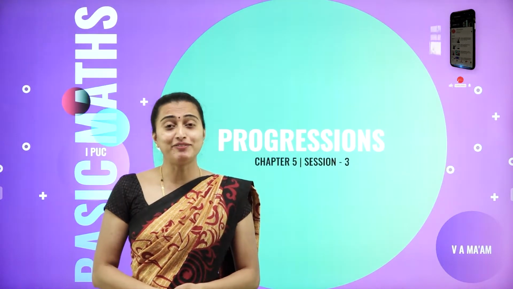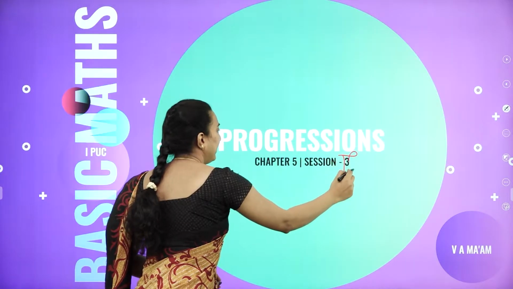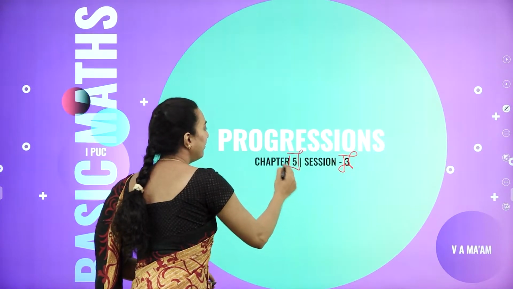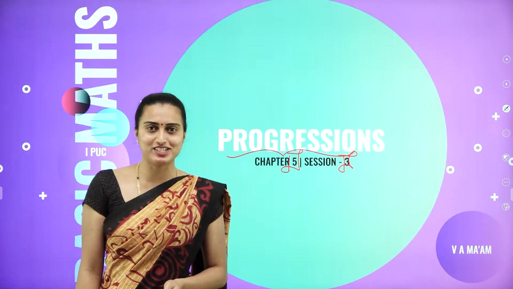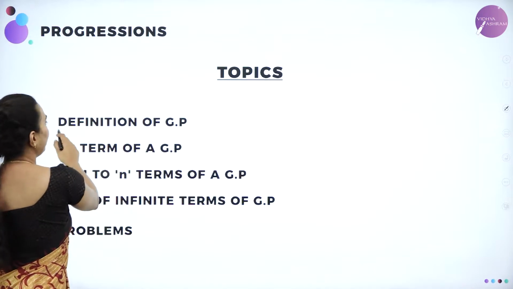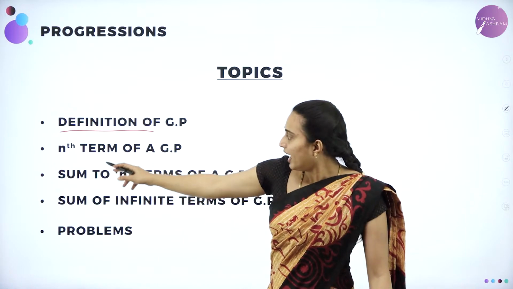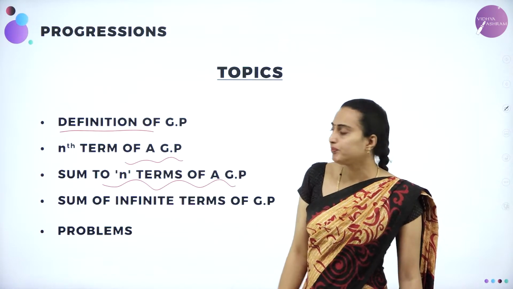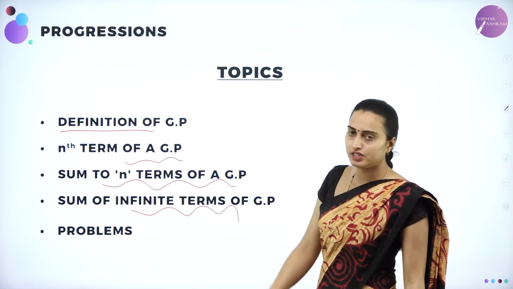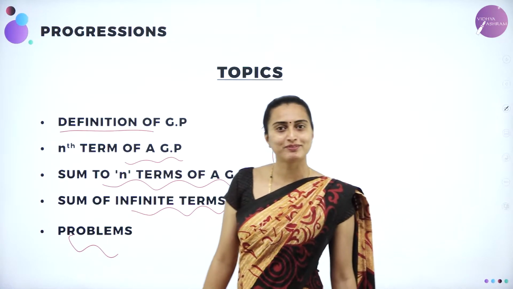In the last session, we have learnt how to solve the problems on AP. So in this session, which is session number 3, and here chapter number 5, you are going to have progressions. What are the topics under this session we are going to study, dears? It is nothing but definition of a GP. GP means geometric progression, and then nth term of a GP, and then sum to n terms of a GP, sum to infinite terms of a GP, and problems based on all these formulae, right?